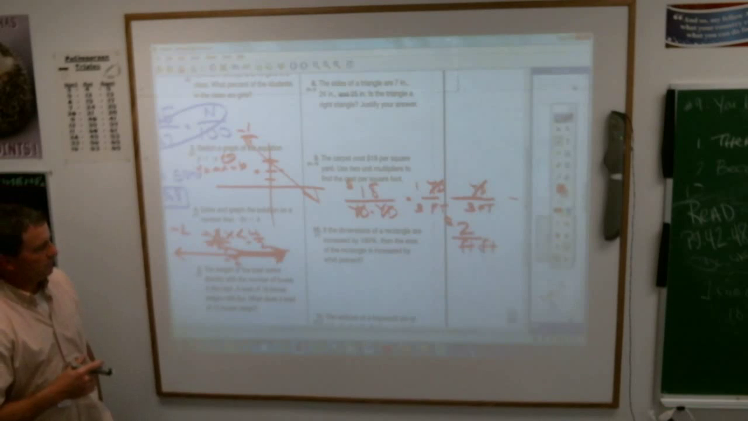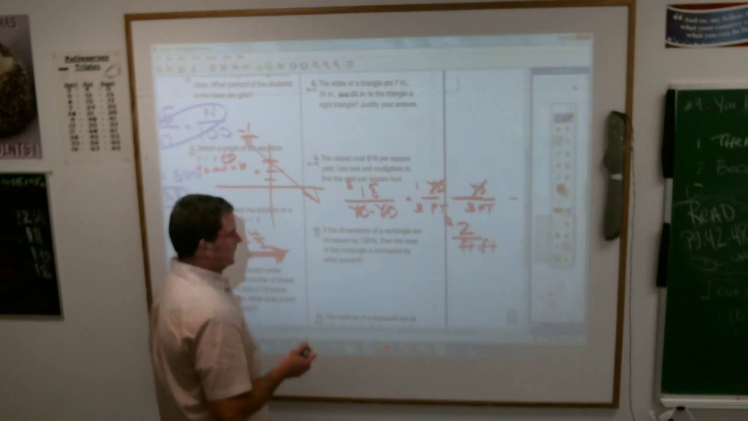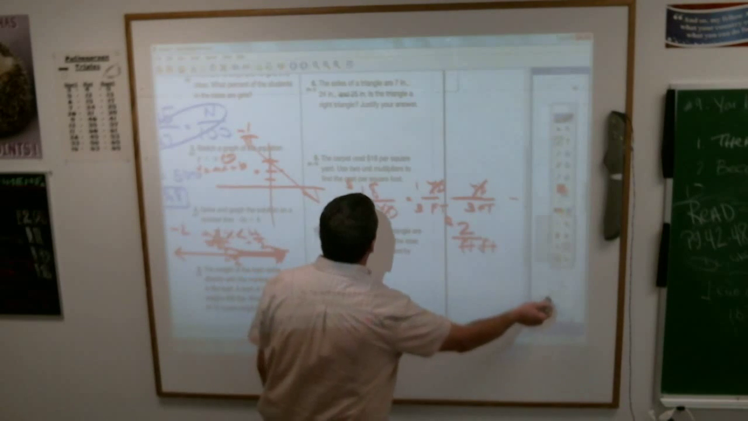Forging ahead. Unfortunately, we can't know this. Other ones you want me to go over? Yeah? 19 and 20. 19 and 20, my 2 favorite problems in all the world.